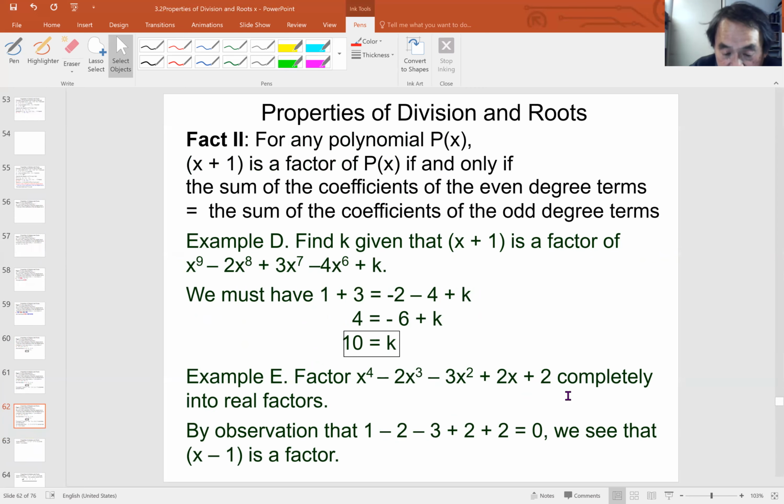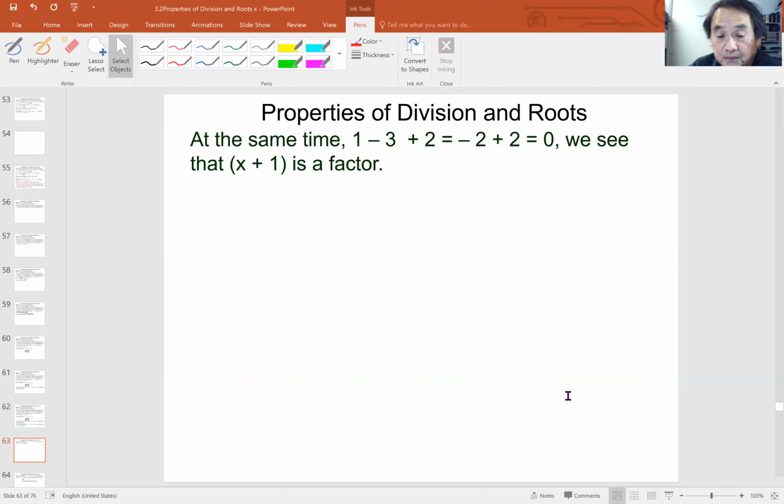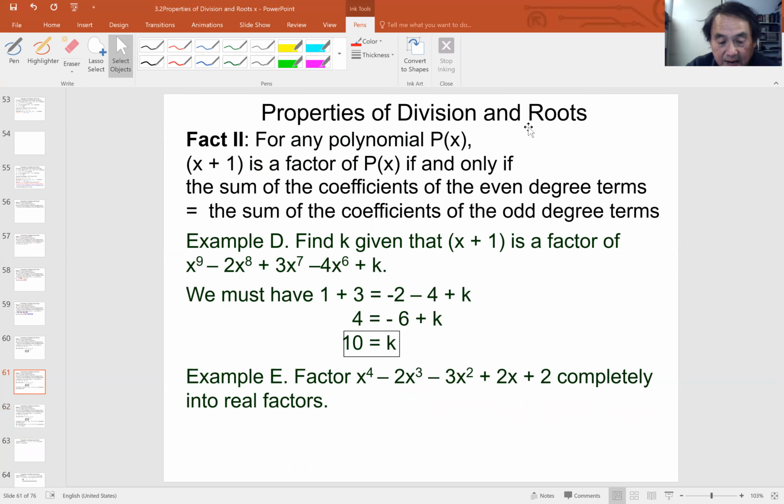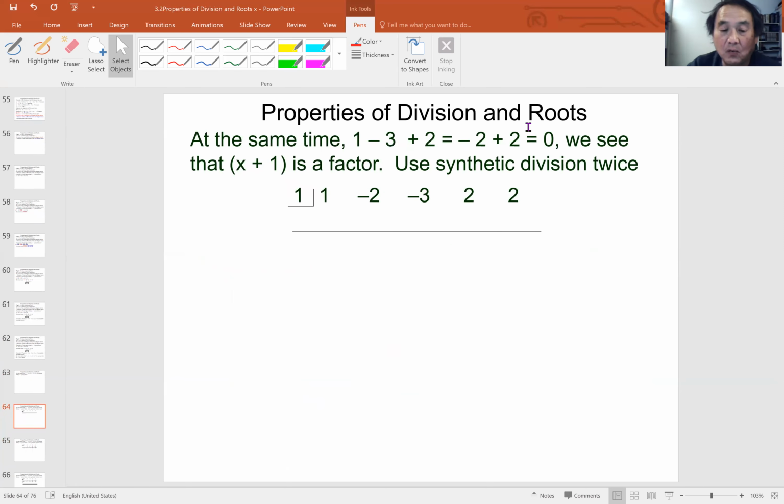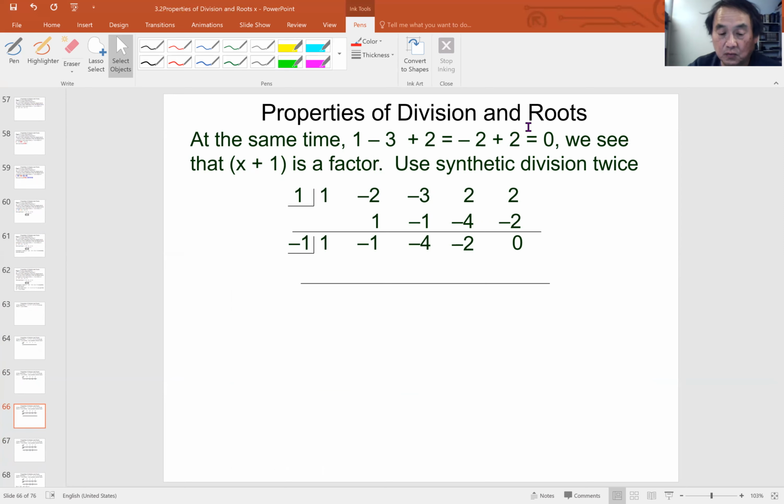What's the importance of that? I can now divide using synthetic division. By the way, we checked that the even coefficients and odd coefficients are not the same, so the sum cannot be 0. So we check whether x + 1 is also a root. What we can do is take the original polynomial and divide by x - 1. It will divide completely, and I get a quotient. Then I take the quotient and divide by x + 1 also, because -1 is a root. And that will bring me down to a quotient like this.